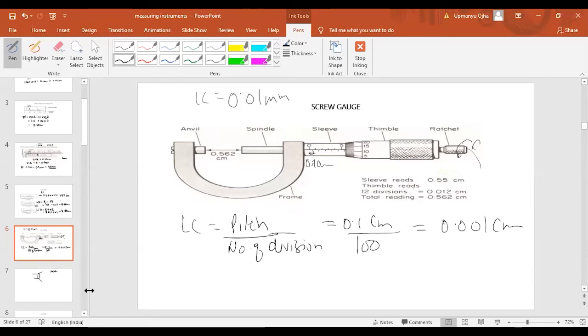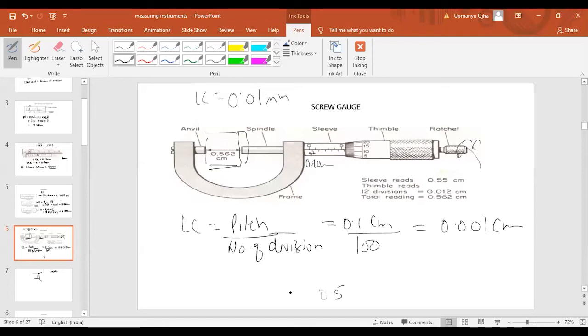Now, how to take the reading in this case? In the figure itself, the exact value will come as 0.562 centimeter. Look at this figure: we have placed some object between the anvil and the spindle. When we place this object, the circular scale slides over the main scale. Which value is visible in the main scale reading? 0.5 centimeter is visible to us.